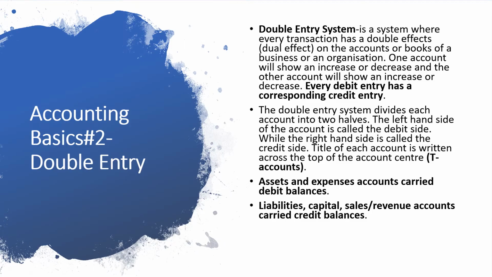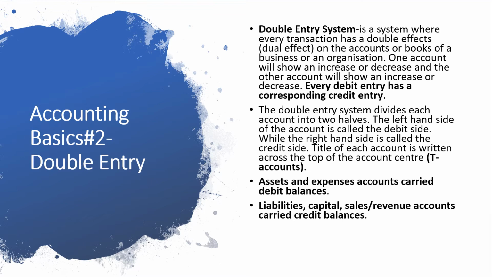Double Entry System. The double entry system is a system where every transaction has a dual effect on the accounts or books of a business or an organization. One account will show an increase or decrease, and the other account will show an increase or decrease. Every debit entry has a corresponding credit entry. The double entry system divides each account into two halves. The left-hand side of the account is called the debit side, while the right-hand side is called the credit side.